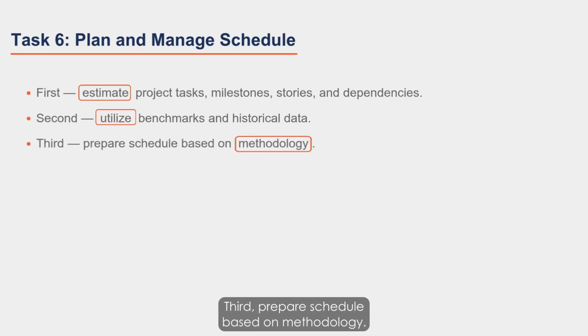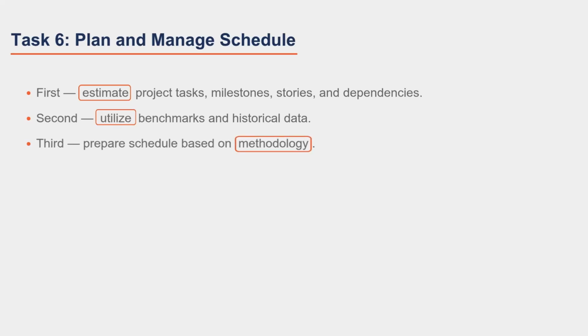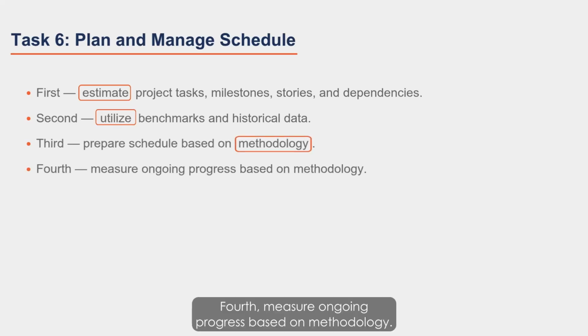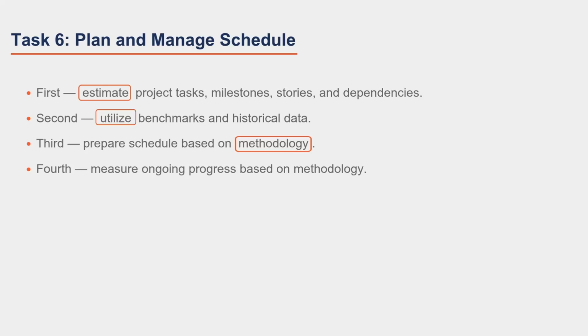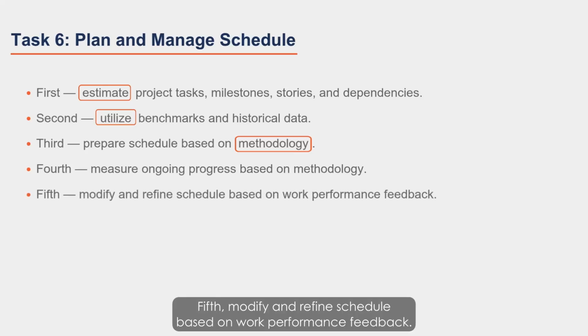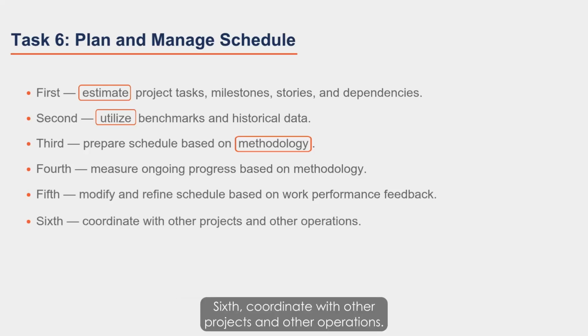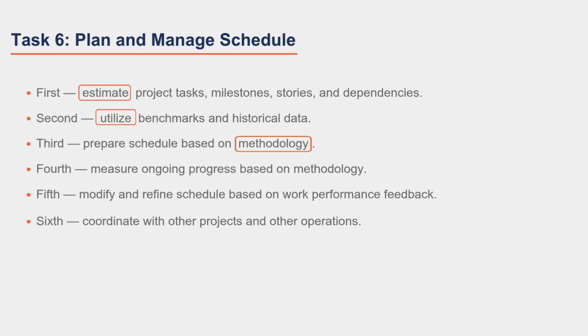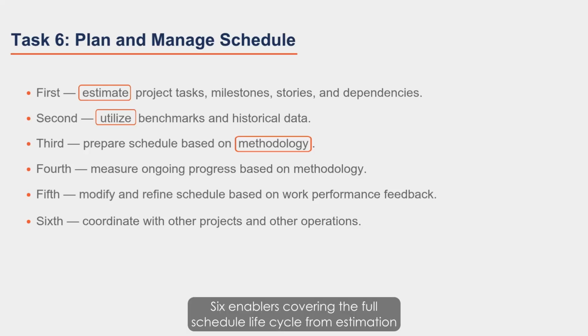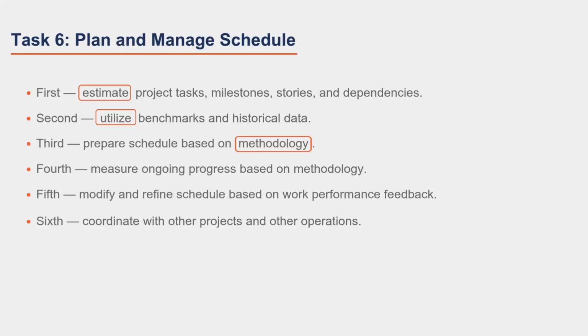Third, prepare schedule based on methodology. Fourth, measure ongoing progress based on methodology. Fifth, modify and refine schedule based on work performance feedback. Sixth, coordinate with other projects and other operations. 6 enablers covering the full schedule lifecycle from estimation through control and coordination.